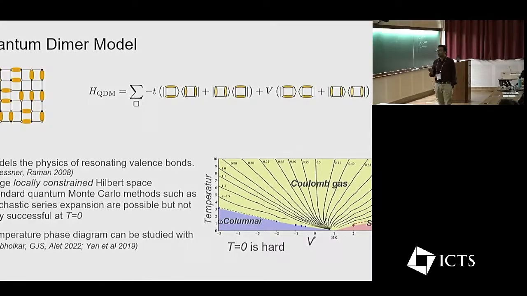It is one of the simplest models of a kinetically, locally constrained Hilbert space. And the best way to study the physics of the system so far has been quantum Monte Carlo. And the quantum Monte Carlo itself is a little hard because the Hilbert space is locally constrained. Standard quantum Monte Carlo moves do not work in this case.